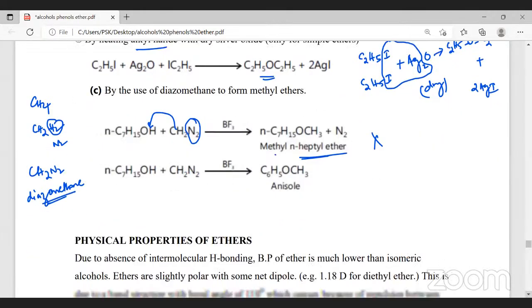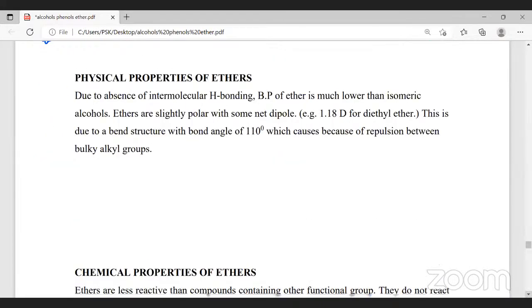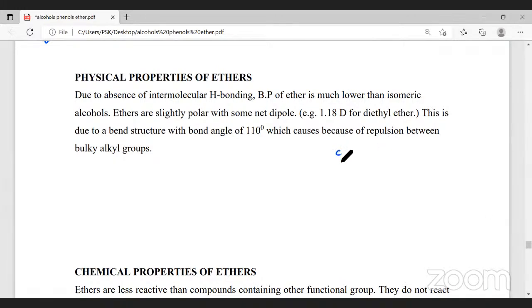What are the physical properties of ethers? Due to absence of intermolecular hydrogen bonding, the boiling point of ether is much lower than isomeric alcohols. We learned it. Now, just now I told you, C2H5OH, ethanol, and CH3OCH3. In case of ethanol, hydrogen bonding is possible.